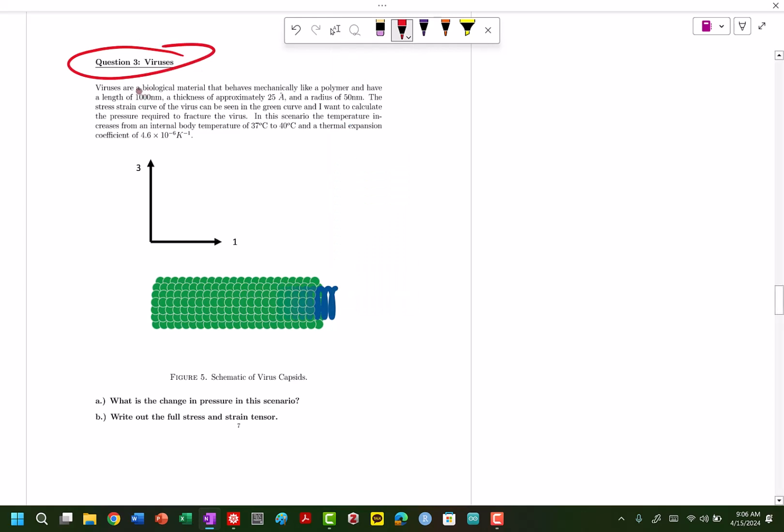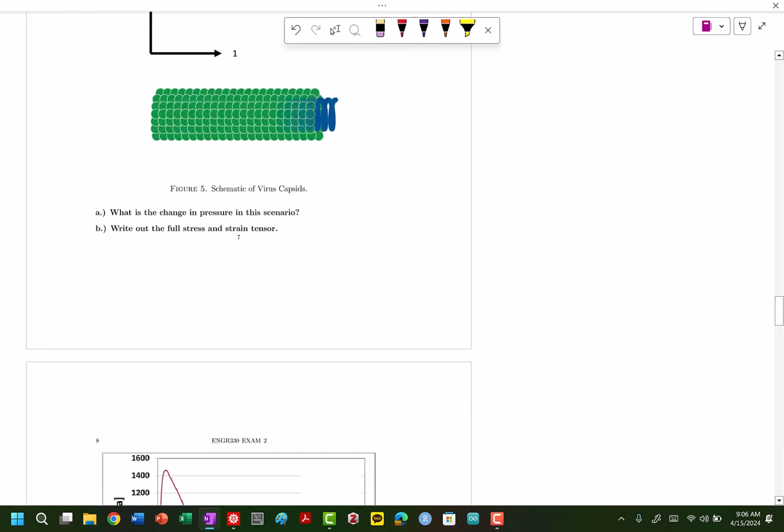So biological material behaves mechanically like a polymer. Length of this, thickness of this, radius of this. Stress strain curve, the virus can be seen in the green curve. I want to calculate the pressure required to fracture the virus. The temperature increases from this to this, thermal expansion of this. What's the change in pressure? Write out the full stress strain tensor because I want the pressure required to fracture it.